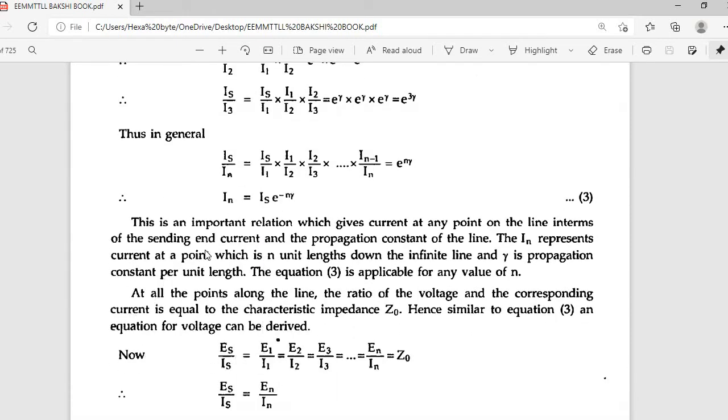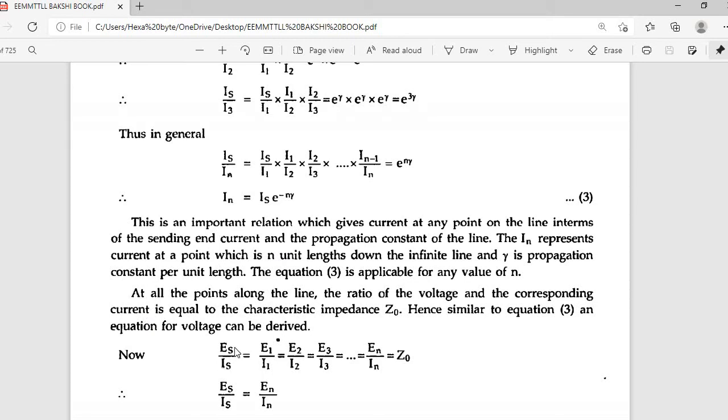So now here the In represents the current at a point which is n unit lengths away. See, n unit length: we are taking first unit, second unit, third unit section, fourth unit section, up to n unit sections, in the infinite line, and gamma is the propagation constant per unit length.